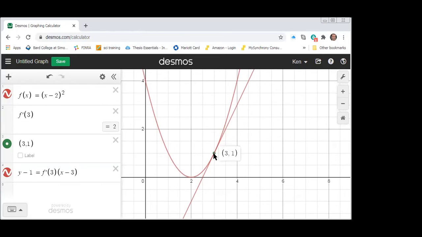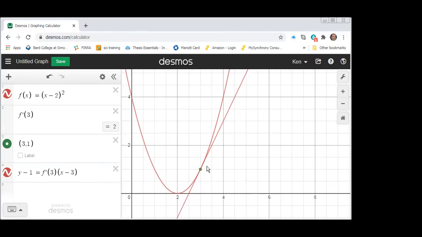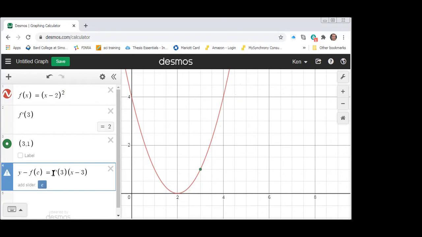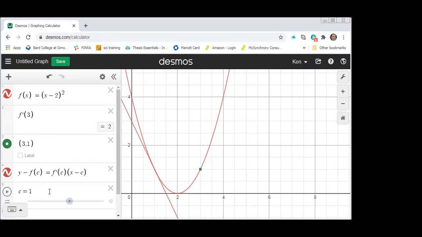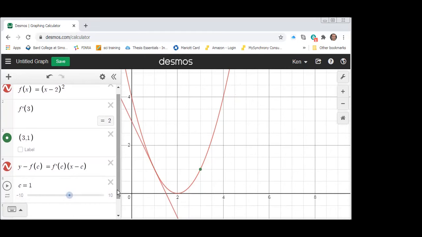So this confirms for you that the instantaneous velocity really is equal to 2, and that really is the tangent line. I wonder if we could put a slider in here. What if I did y minus f of c equals f prime of c times x minus c, and add in a slider so that I can show you different tangent lines for different values of c.